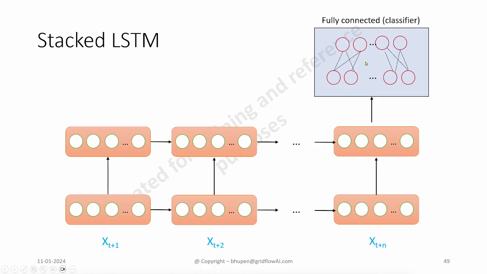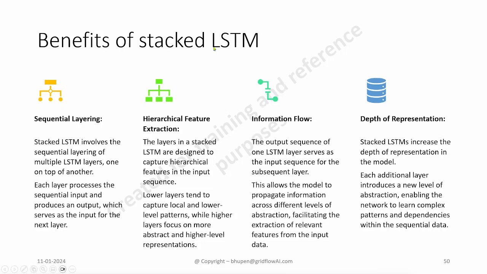This is the architecture that I'll be demonstrating in the next video when we talk about text classification, essentially sentiment analysis using the IMDb dataset. The benefits of stacked LSTM are pretty huge. It allows you to get hierarchical information, and if we stack an optimal number of layers, it typically gives very good results when we talk about text classification.